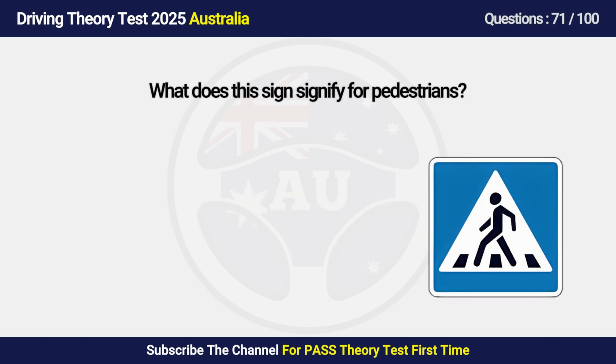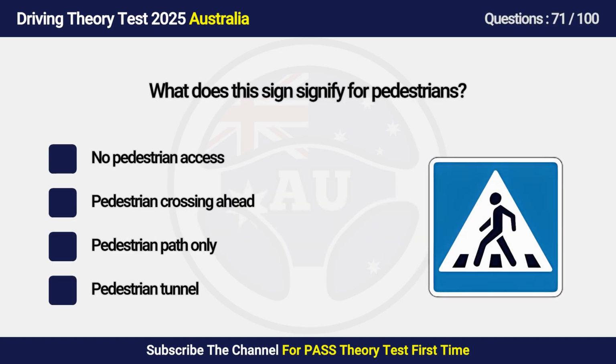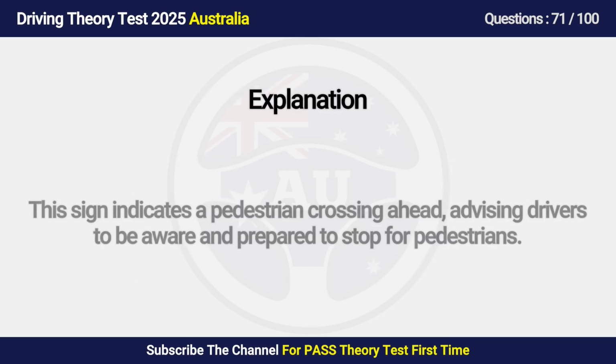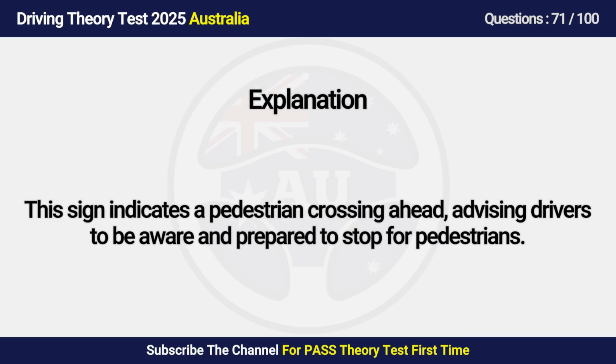Question 71. What does this sign signify for pedestrians? A. No pedestrian access. B. Pedestrian crossing ahead. C. Pedestrian path only. D. Pedestrian tunnel. Answer is B. Pedestrian crossing ahead. This sign indicates a pedestrian crossing ahead, advising drivers to be aware and prepared to stop for pedestrians.